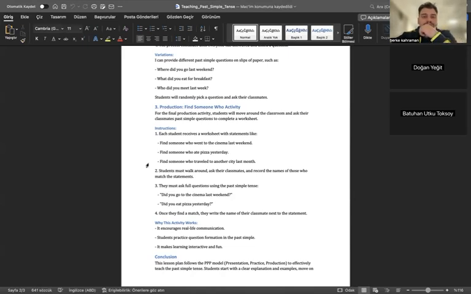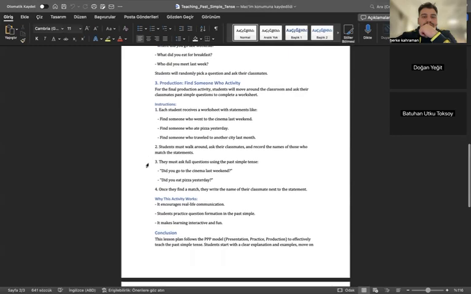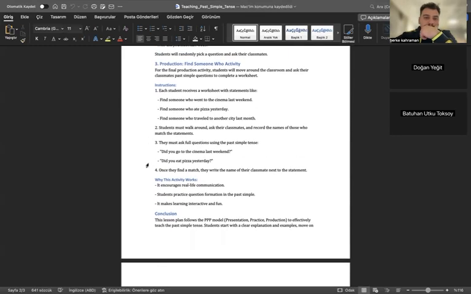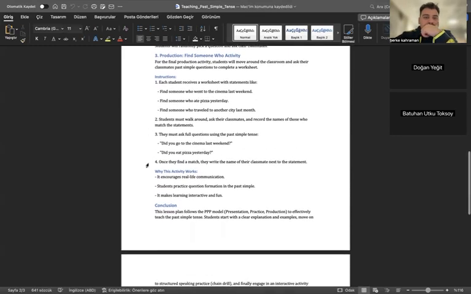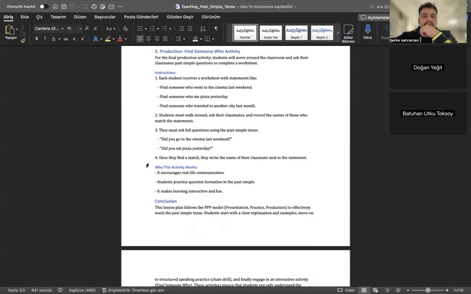I'll talk about the production part, so let's go deep into it. The find someone who activity. For the final production activity, students will move around the classroom and ask their classmates past simple questions to complete a worksheet. There are some instructions explaining how we can do this activity in the classroom environment.